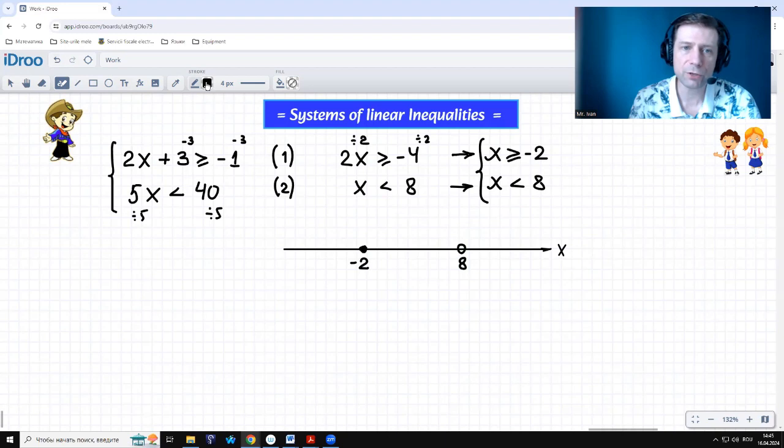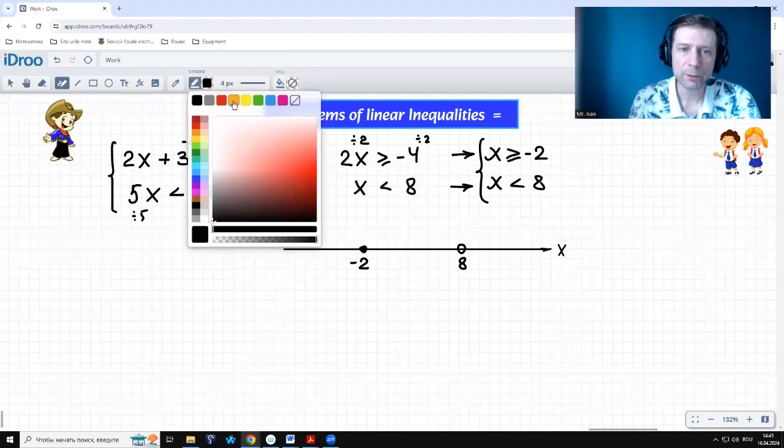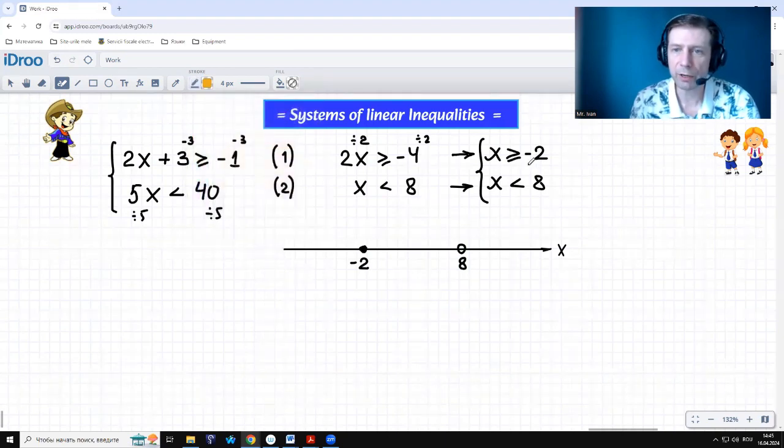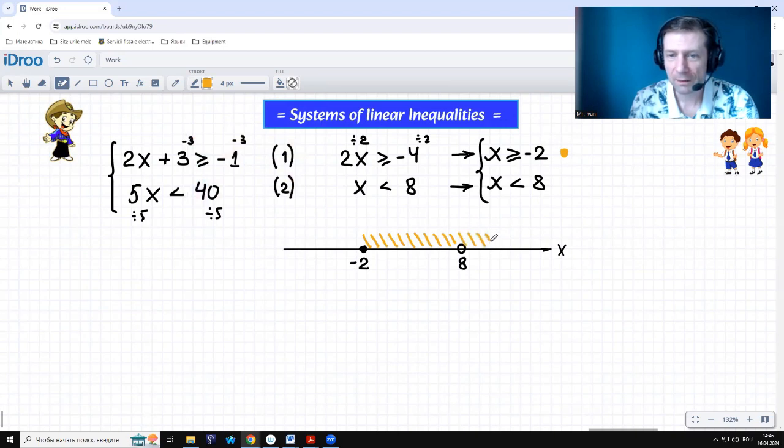And then let's do the shading. I'll probably do it this way. Greater than or equal to -2, I'll pick orange color, or kind of yellowish orange. And I'll do shading this way, to the right. So again, especially if you like some beautiful stuff, the inequalities are a good way to arrange things nicely. So you could have some fun.